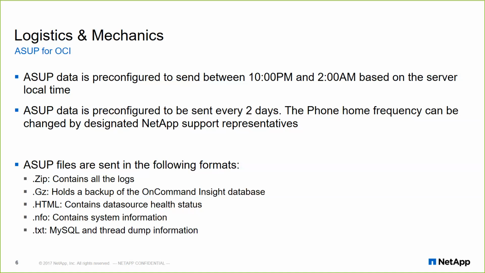As far as what's being sent back to us, there's going to be a .zip containing all of the logs, and you'll see there's an option to include the logs or leave them out. We've got a .gz that holds basically a backup of your OCI database, so if something happens, that can be restored, but that doesn't hold any of the additional log information. We get the data source health information through HTML. There's an NFO containing your system information, and then a .txt containing your MySQL and thread dump info.